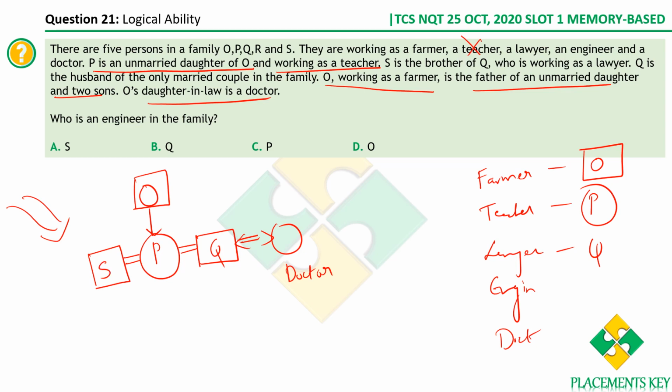So S is supposed to be this, because S, P and Q are siblings, out of which Q is married to a doctor. We know that we have O, P, Q, R and S, out of which O, P, Q and S are done. So the doctor is supposed to be R. If R is a doctor, then who else is an engineer? O, P, Q, R. So S is supposed to be the engineer. So this is the entire family tree and their respective occupations. Who is an engineer in the family? Clearly S is the engineer in the family. We have already found that out. Therefore option A is the right answer.